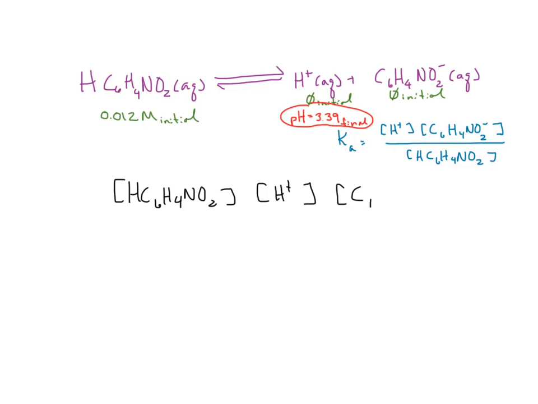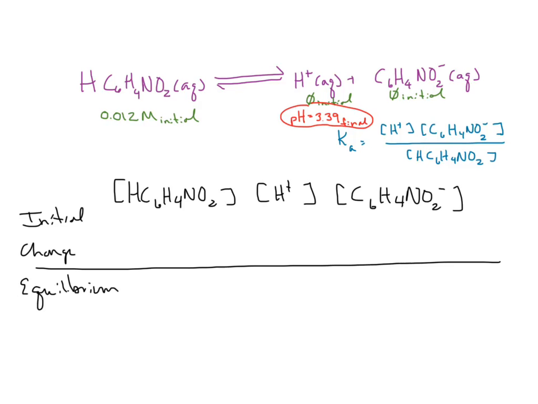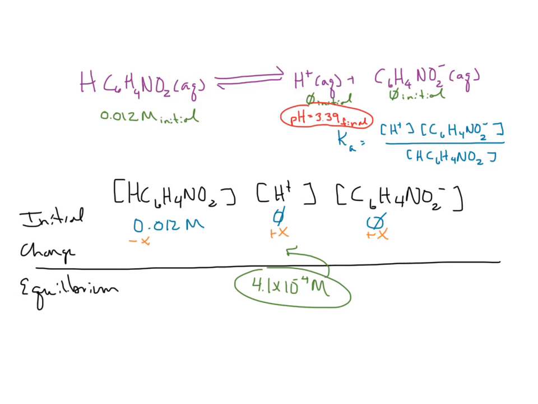Okay, here's my columns. I write the weak acid first, and then write the H plus, and then the C6H4NO2 negative. I get ready for my 3 rows: initial, change, and at equilibrium. And so filling in what we know, our initial is 0.012 molar, zip and zip. Okay, and then we did problems like this for just regular equilibrium constant expressions, where we know the molar concentration of one of the equilibrium species. In this case, it's the hydrogen ion. Okay, we got that from the pH, remember?